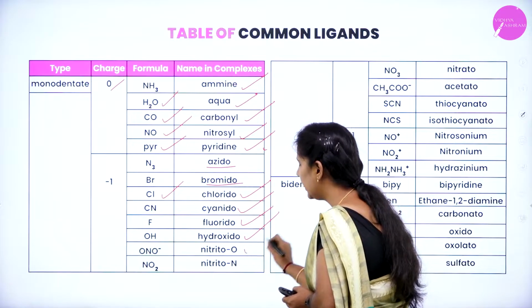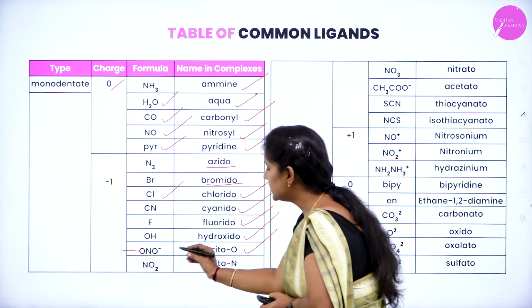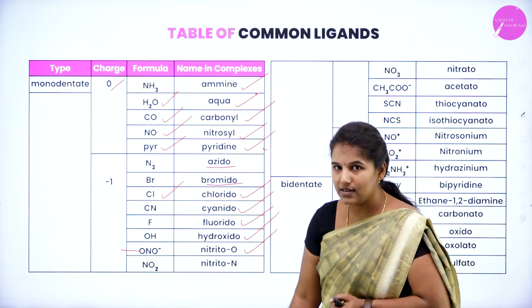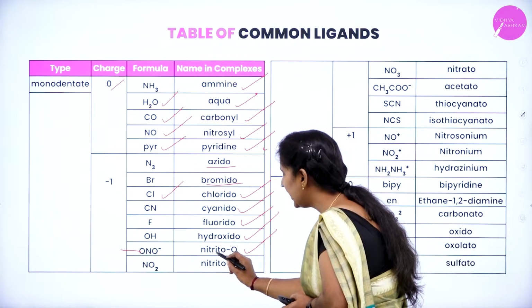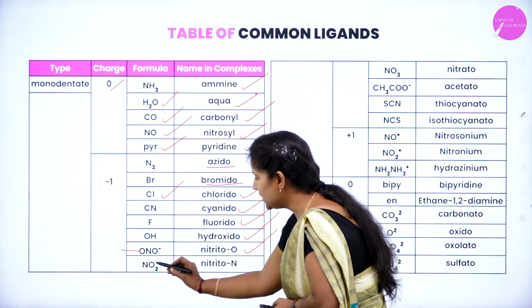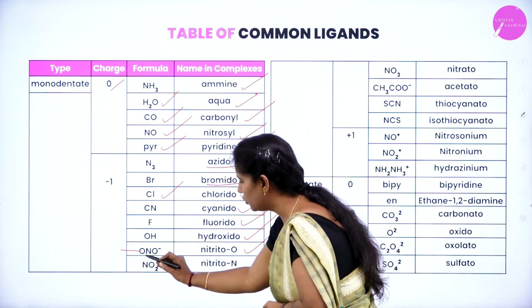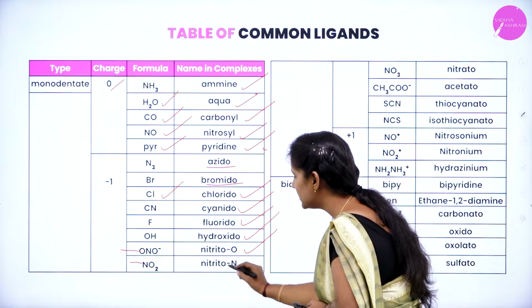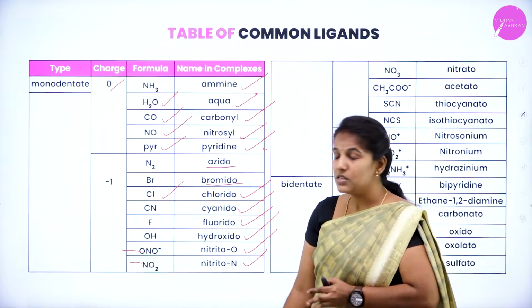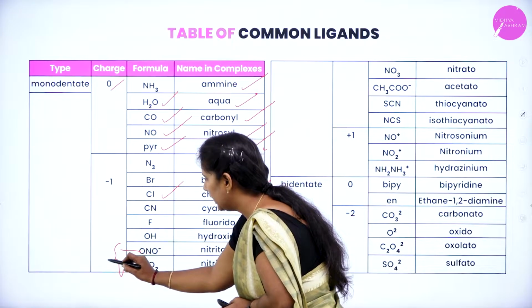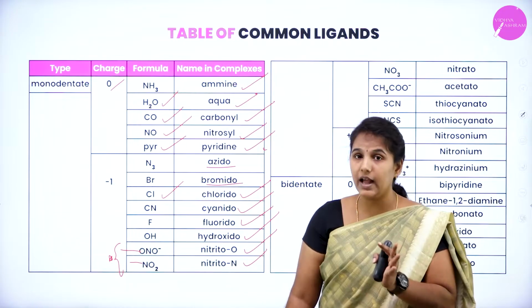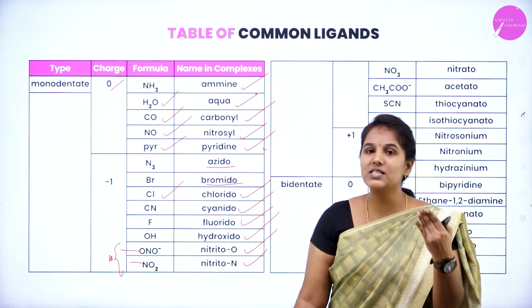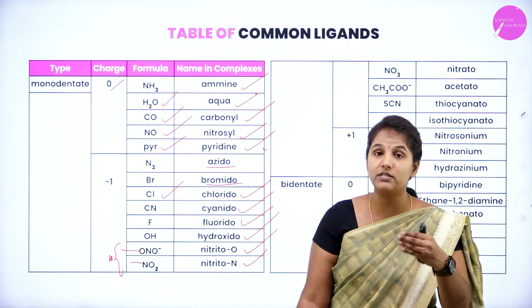ONO minus. In this, you can see that this is again NO2, but the oxygen is the ligating atom. Is that right? Hence, it is known as nitrito-O. But in this example, you can see that even though it is NO2, the nitrogen itself is the ligating atom here. Hence, it is named as nitro-N. So, these two things you must know while doing the nomenclature. See which atom is ligating towards the central metal atom. If it is oxygen, we say it is nitrito-O.